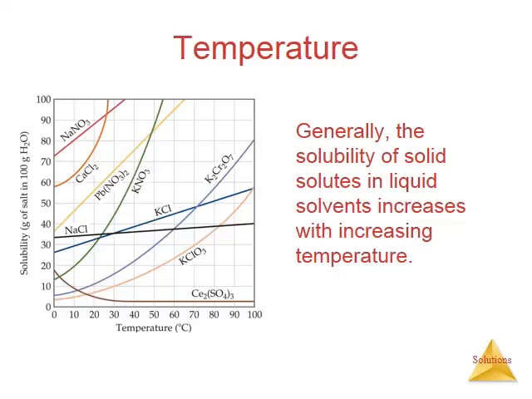In general, the solubility of solid solutes in liquid solvents increases with increasing temperature. On the left hand side, you're seeing a graph. Except for cesium sulfate, for the other ones you can see as the temperature increases, solubility is increased. So in most cases, that's what happens. With increased temperature, solubility is increased when the solute is a solid and you're dissolving it in a liquid.